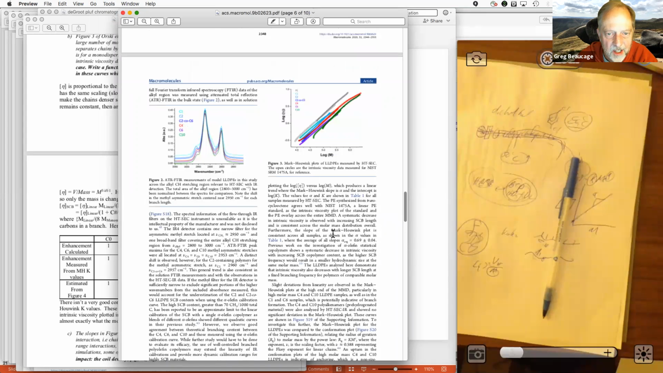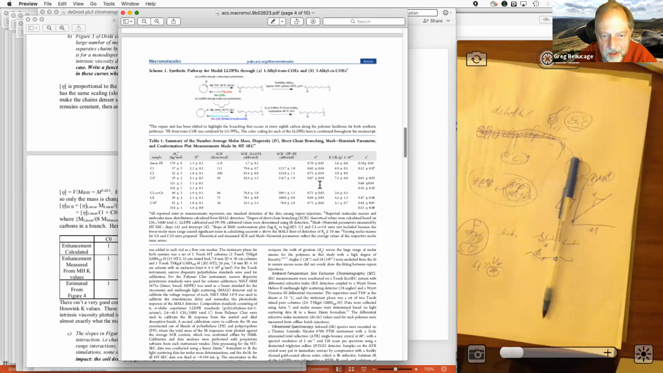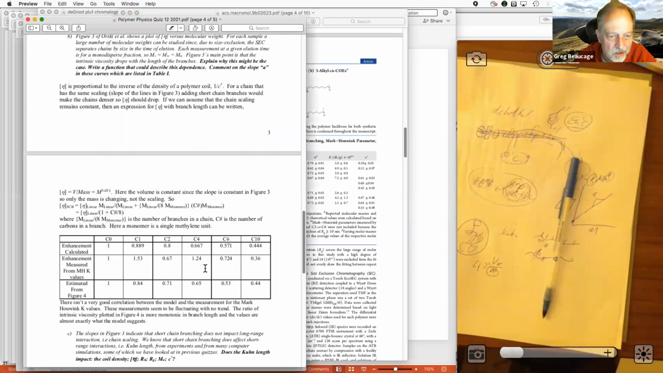He shows these k values and a values right here. So here's the a values. The a values aren't the same; that's one thing. They shift over. There's some error. And then the k values are here, right? So you can take the ratios of those k values and get something that doesn't look too good. It doesn't match up with this prediction.